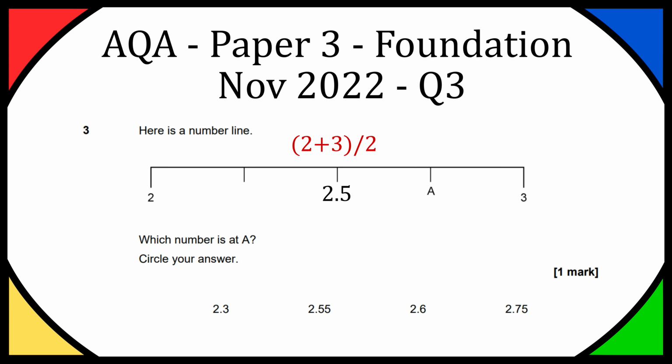So now we've got a midpoint. Now we've got this midpoint, we can find the midpoint between 2.5 and 3 because that's going to give us A. So we just do the same thing again. We take 2.5 plus 3 divided by 2. That's going to give us A as 2.75. You know, you don't have to do it this way. You can just eyeball it and work it out from there.